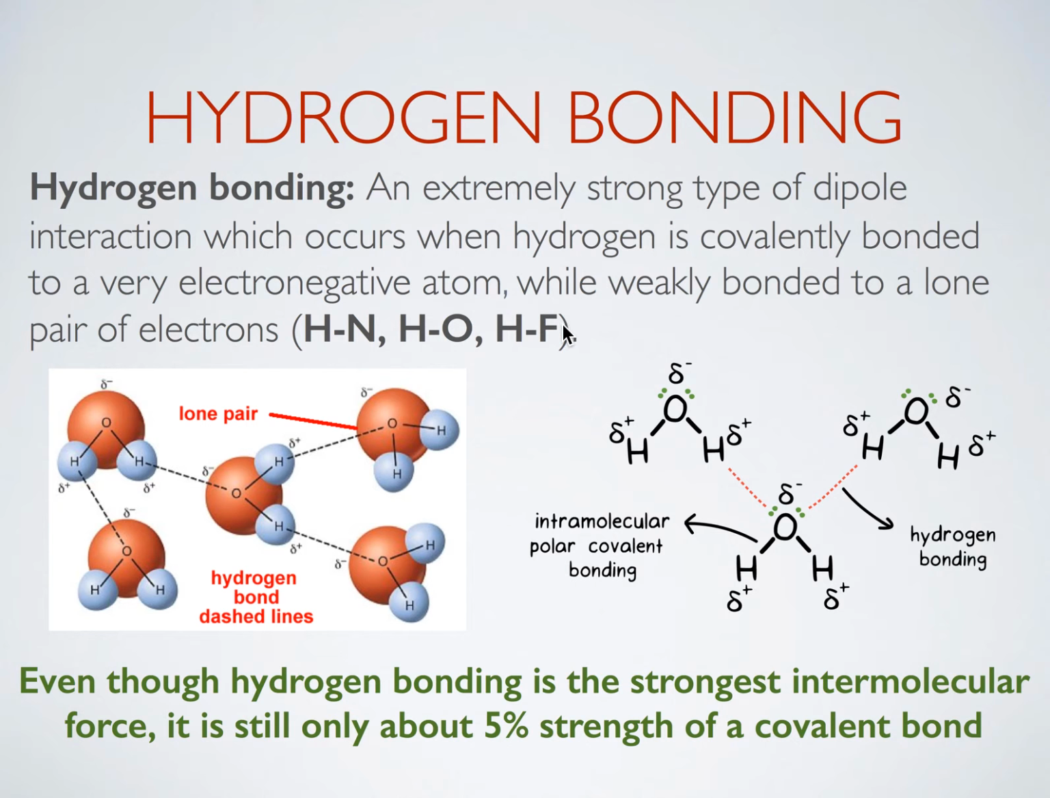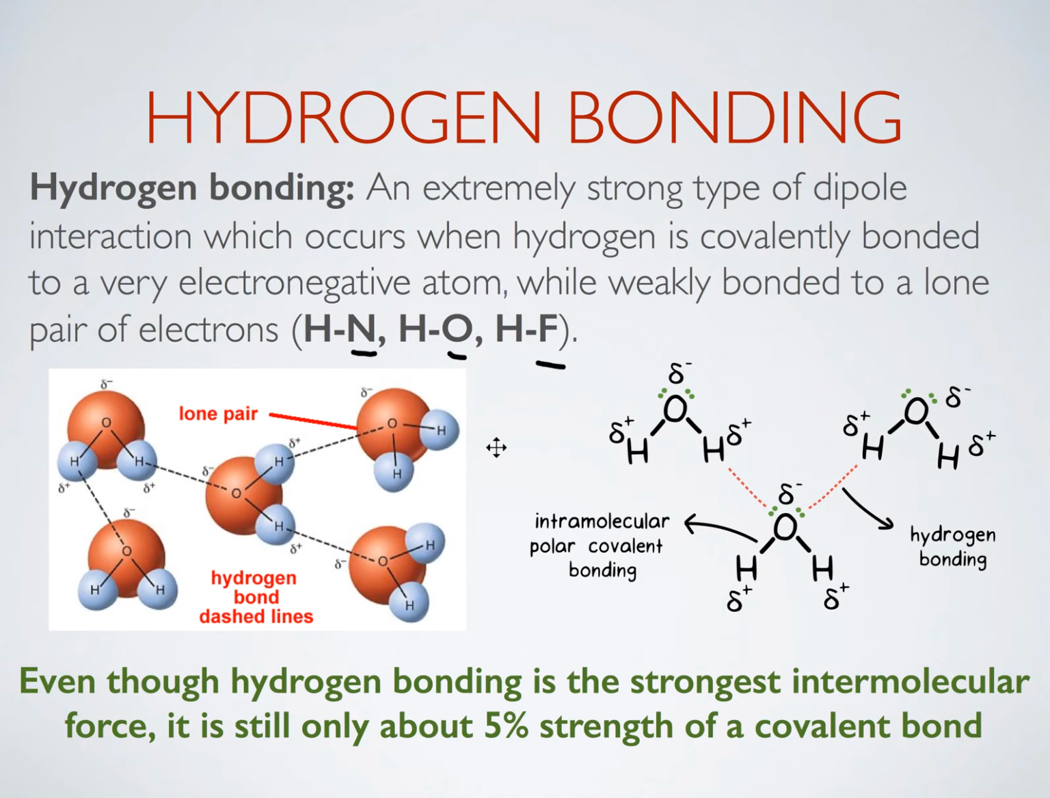All right, finally we have hydrogen bonding. This is really the same exact thing as a dipole interaction. It's just a lot stronger. And it only occurs when you have one of 3 elements connected to the hydrogen: nitrogen, oxygen, and fluorine, the 3 most electronegative elements on the periodic table.